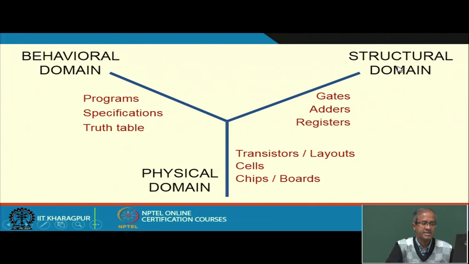The structural domain says some kind of netlist, interconnections of registers, adders, gates and so on, maybe higher level modules, processor, memory. And in the physical domain, we are talking about chips or boards, the basic cells, transistors and so on. So, any design can be viewed from any one of the three angles.